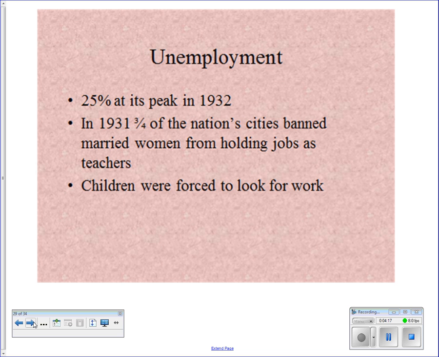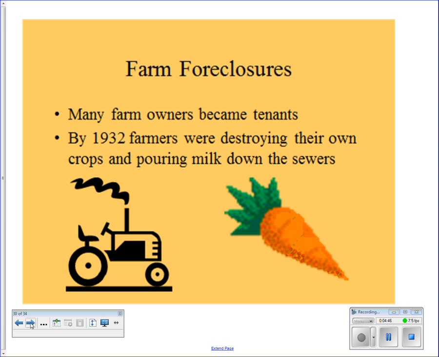Three quarters of the nation's cities banned married women from holding jobs as teachers. Now most teachers were women back then. That was the female profession, especially at the elementary level. But the reason they didn't let them hold jobs was that was a job they were taking from the husband. If the married woman was working, her husband probably was too. So they told the woman, you can't teach because your husband has a job. We're going to hire unemployed men to teach the classes. And a lot of kids went back to work, so the child labor movement suffers a bit of a setback during the Depression.